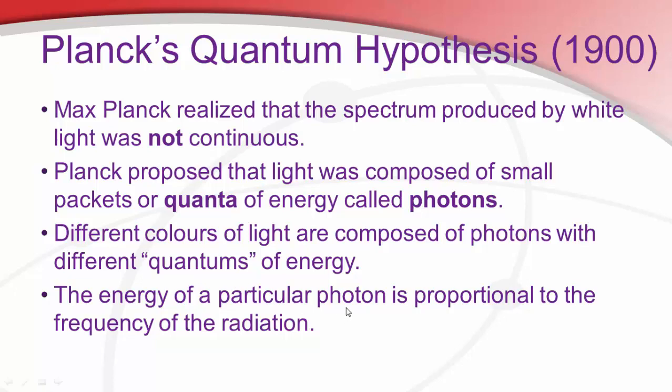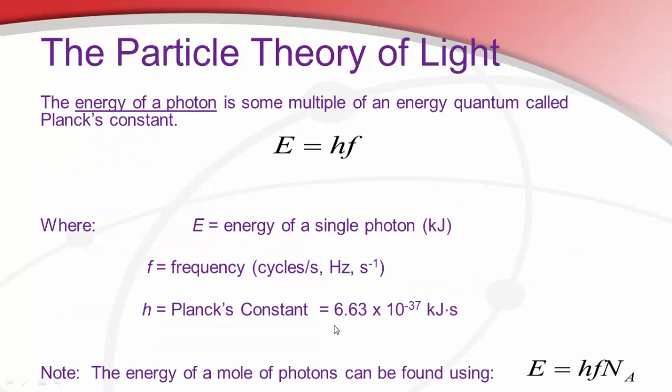So the energy of a given photon is proportional to the frequency, and we get to this idea of we can calculate this energy. So the energy of a given photon can be expressed in terms of the frequency and Planck's constant. So we can calculate the energy now of any photon. And in fact, if we have a mole of photons, all we have to do is just multiply it out.